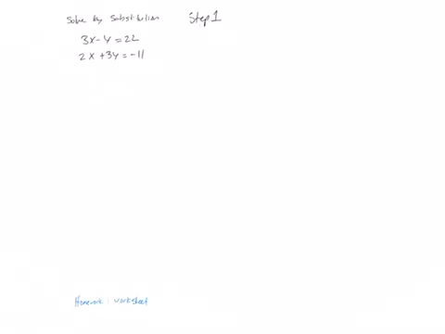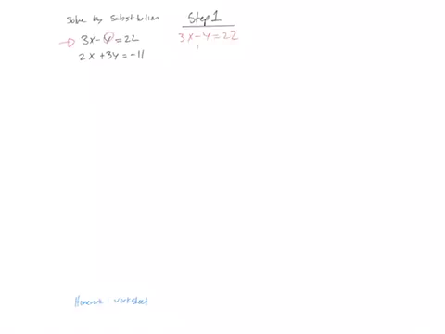Now again, I could pick either equation I want to solve for a variable first, but I'm going to pick this first one because I have a y that has no coefficient on it. So I'm not going to have to divide by, like if I picked this one, if I wanted to solve for y, I have to divide by 3. If I want to solve for x, I have to divide by 2. So I'm going to pick this first one because I'll be able to solve it for y a little bit easier. So I'm going to have 3x minus y is equal to 22.